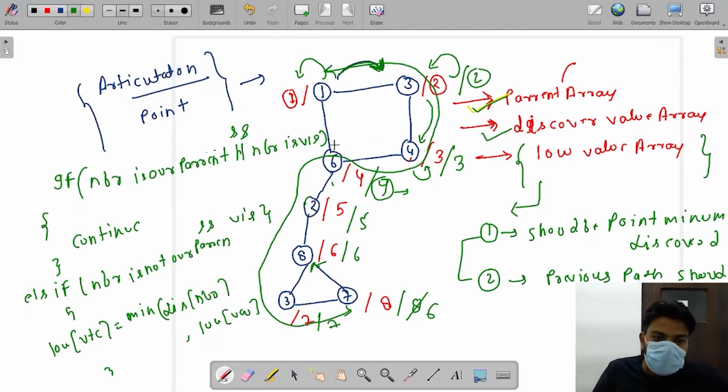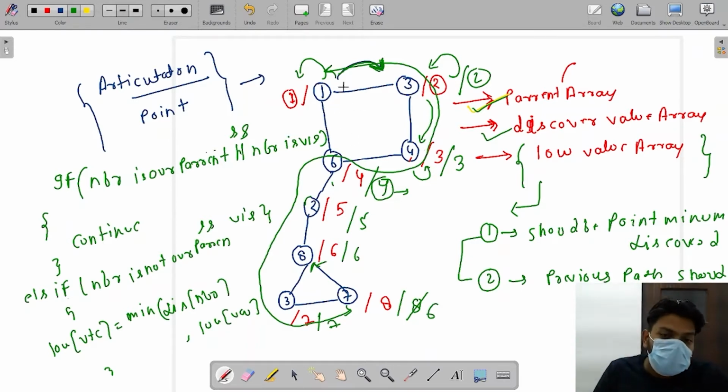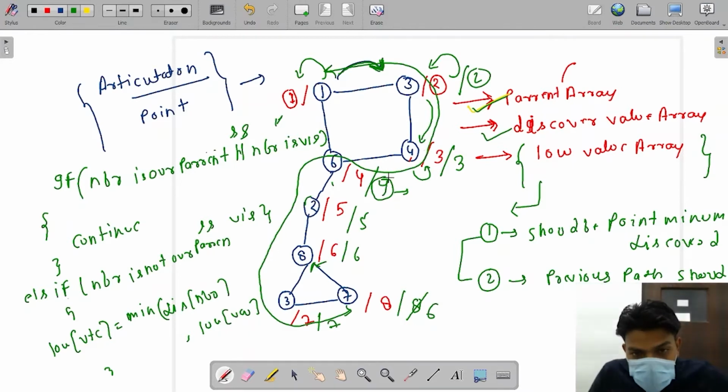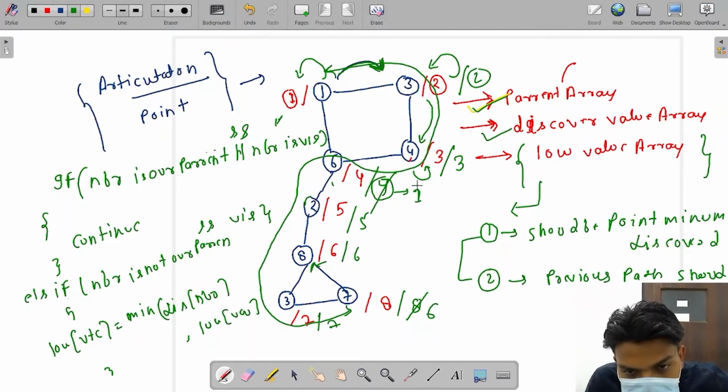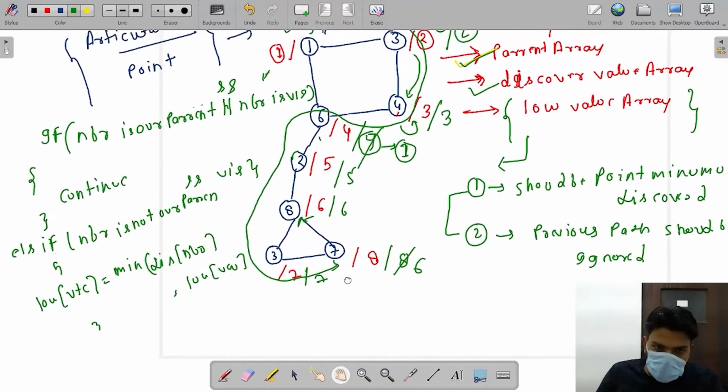But for 6 to 1, 1 is our neighbor, but it is not our parent, and it is visited. If it is visited, then we have to compare the low values, and what we find out is that the low value of this is smaller. Then we have to update our low value and put it as 1. So you understand? We have to update our low value when our neighbor is not our parent and the neighbor is visited. So you now see what we are doing.